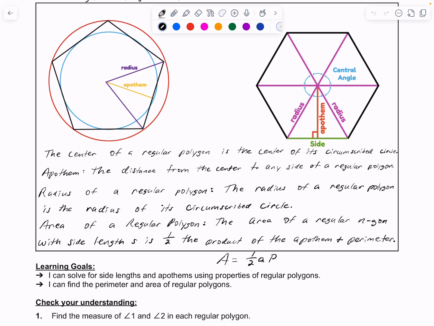That's the distance from the center to any side of a regular polygon, and one of the key things with the apothem is that when you draw it to the side, it's going to intersect perpendicularly. So you'll see that right angle, okay? So basically what we've proved in one of our CLTs is that the area of a regular polygon is equal to 1/2 times the apothem times the perimeter. All right, so we're gonna be using that area formula when we have a regular polygon.